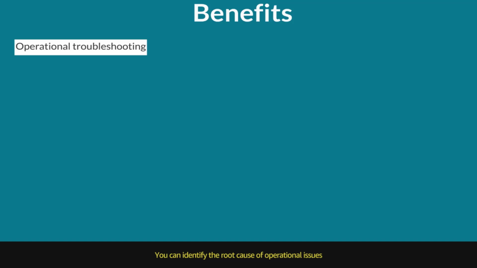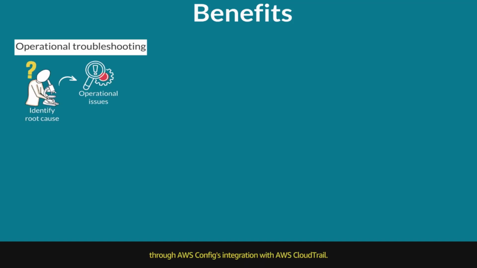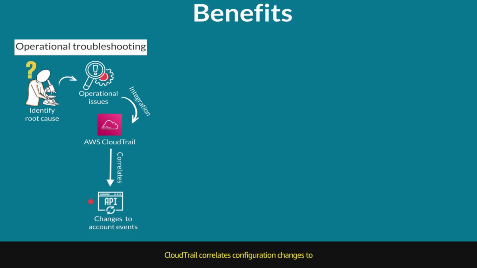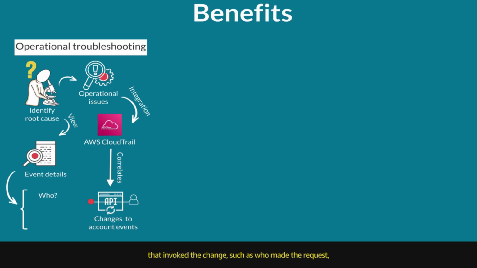Operational troubleshooting. You can identify the root cause of operational issues through AWS Config's integration with AWS CloudTrail. CloudTrail correlates configuration changes to particular events in your account. This allows you to view the details of an event API call that invoked the change, such as who made the request, at what time, and from which IP address.